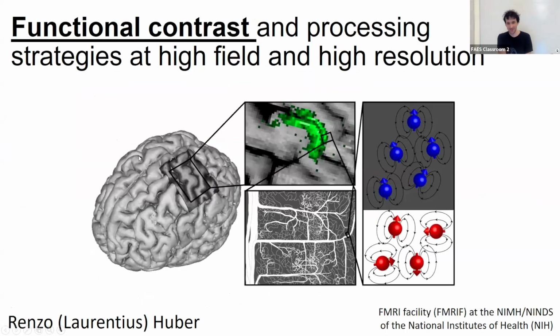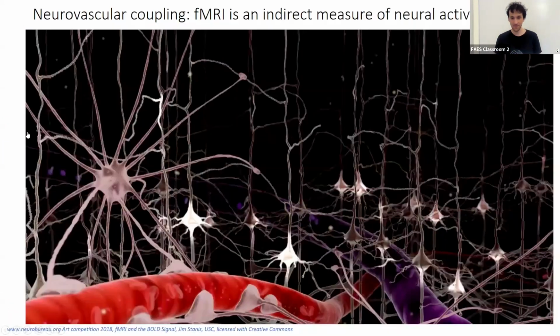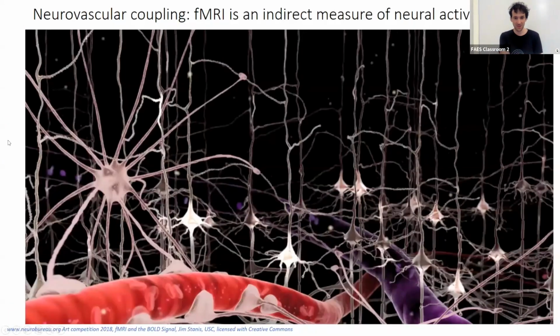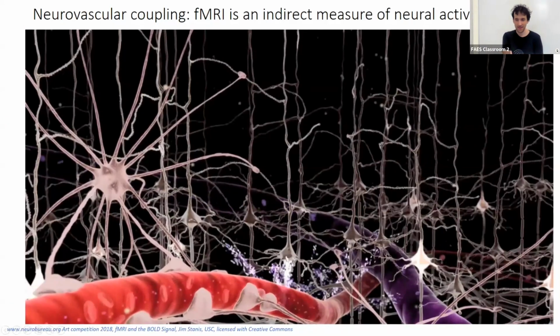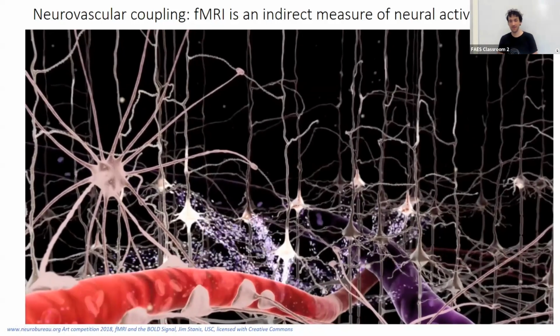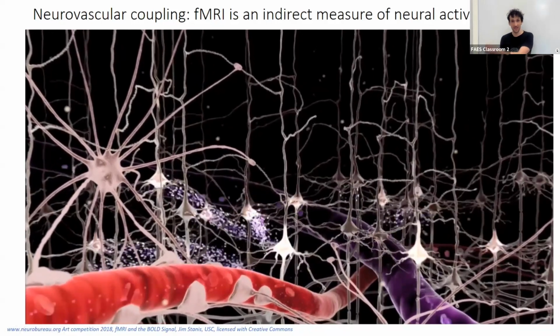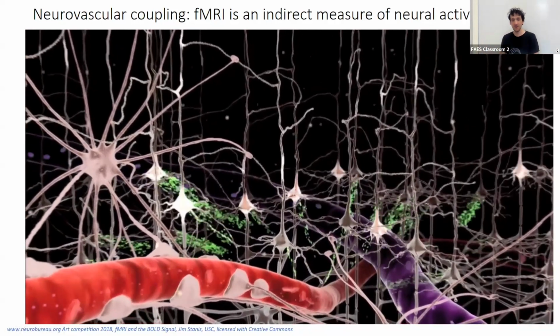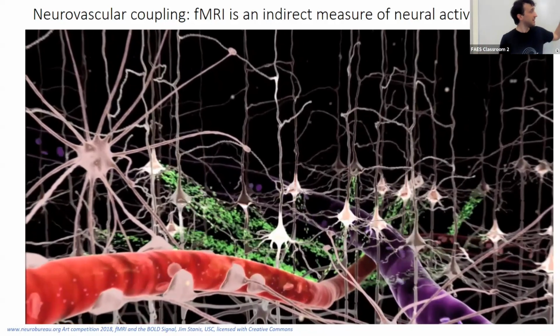So after this introduction and reminder why we care about high resolution, let's jump into the 2 aspects, the functional contrast and then later the processing. Let's start with the functional contrast. And I showed you this little cartoon already before, and that kind of reminds us that we are not really measuring neural activity directly. We care about neural activity, but what we are measuring is kind of a response of that.